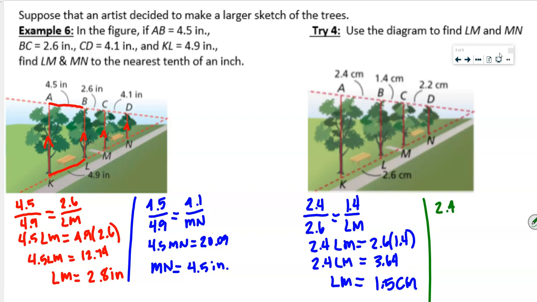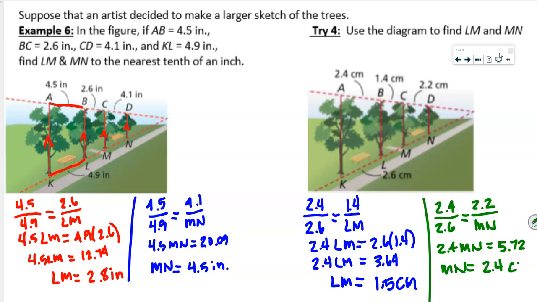So here again, we're going to do our 2.4 over our 2.6, and that's equal to, this time, our 2.2 over our MN. So this is going to be 2.4 MN. 2.6 times 2.2 is 5.72. Divide both sides by the 2.4, so MN is going to be equal to 2.4, and again, that's centimeters.